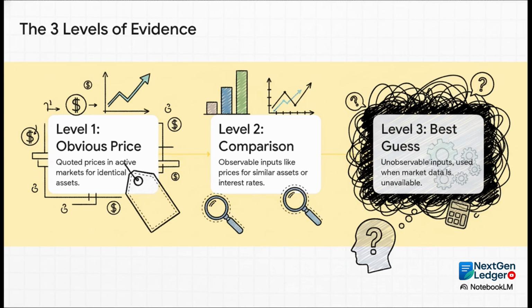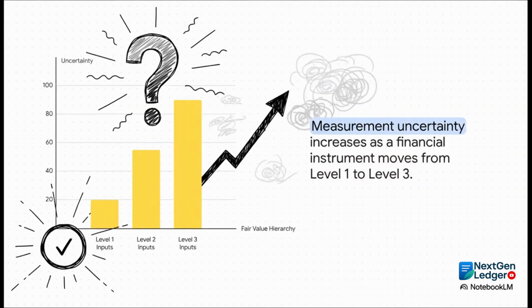There's no market to look at, so companies have to rely on their own internal models and assumptions. It really is an expert's best guess. And as you can imagine, as you go from level 1 down to level 3, the uncertainty about that price just skyrockets. A level 1 price is solid, it's certain. But a level 3 price, that's a highly subjective guess. And it's this huge range of uncertainty that makes auditing these things so incredibly challenging.